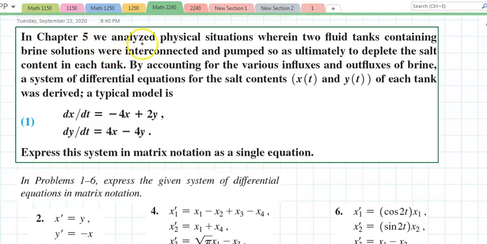It says, in chapter 5, we analyzed a physical situation wherein two fluid tanks containing brine solution were interconnected and pumped so that ultimately to deplete the salt contained in each tank by accounting for the various influxes and outfluxes of brine, from one to the next, what's coming in. A system of differential equations of the salt content x of t and y of t in each tank, x of t in the first tank, y of t in the second tank, really gave this equation. Again, we really don't have to cover that. We just barely covered three main things though, but we didn't cover the rest of chapter 5.